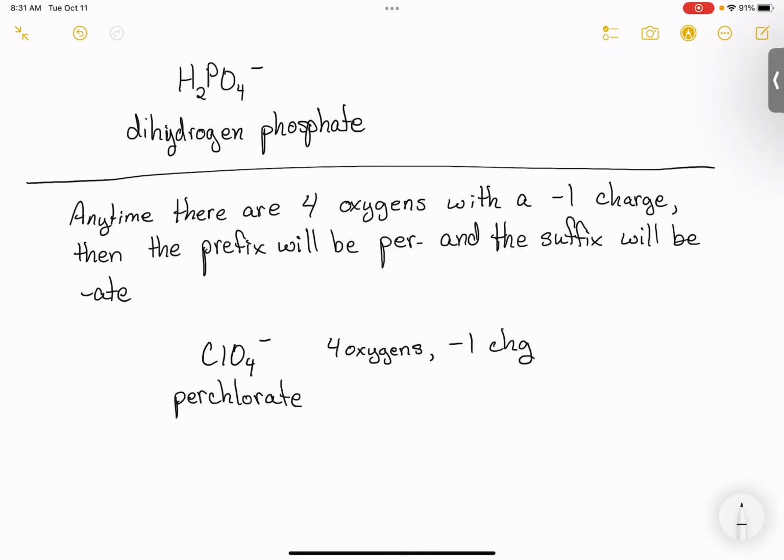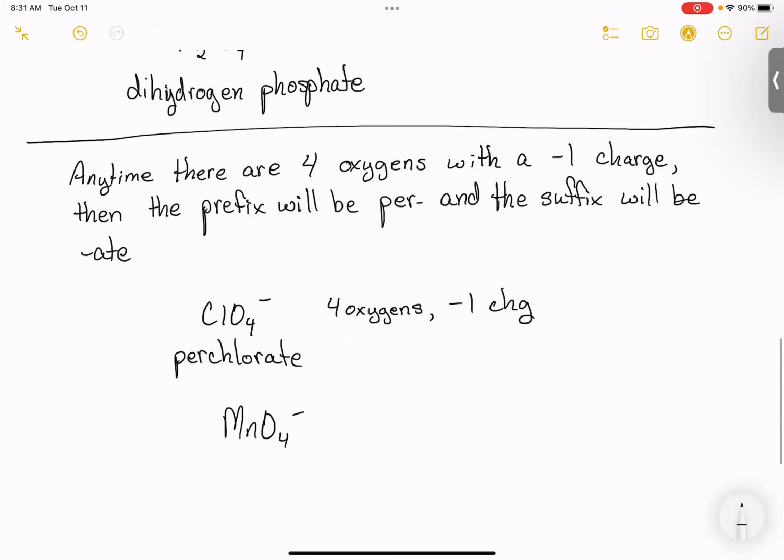But where you have not seen this is this one. By knowing the trend for 4 oxygens, -1 charge, I didn't have to memorize it. It has to be permanganate.